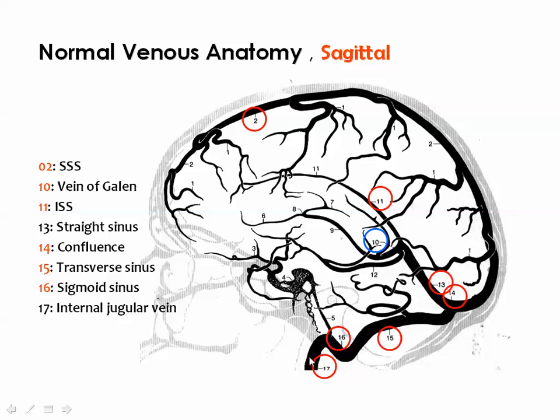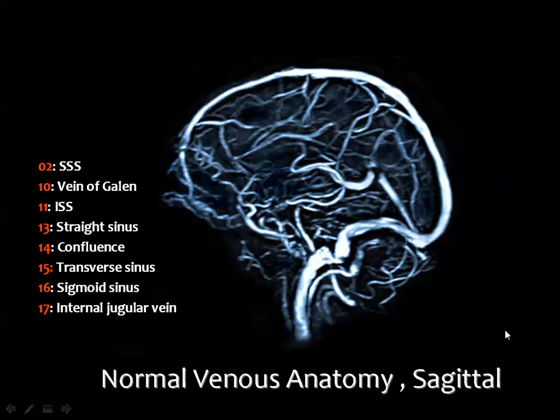Then once more, you see the superior sagittal sinus, the inferior sagittal sinus, the site of the vein of Galen, and the straight sinus, the confluence of the sinuses, the transverse sinus, the sigmoid, and the internal jugular vein. And this is a sagittal image of MR venography of the brain.